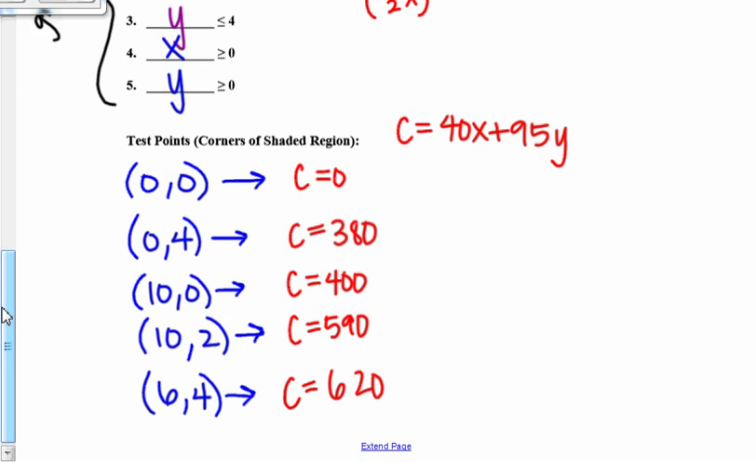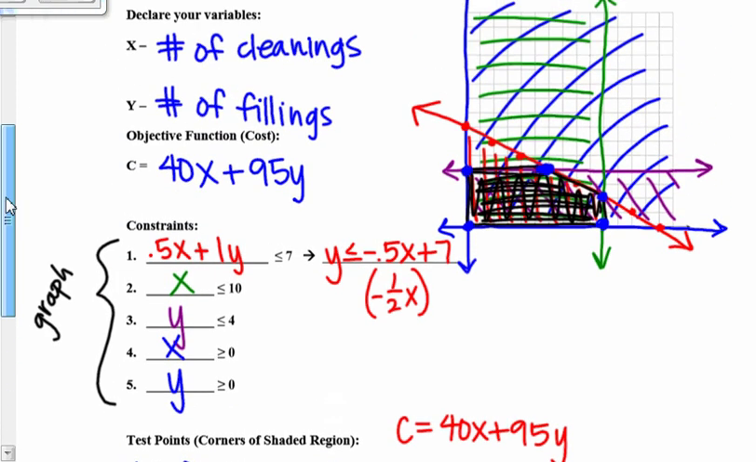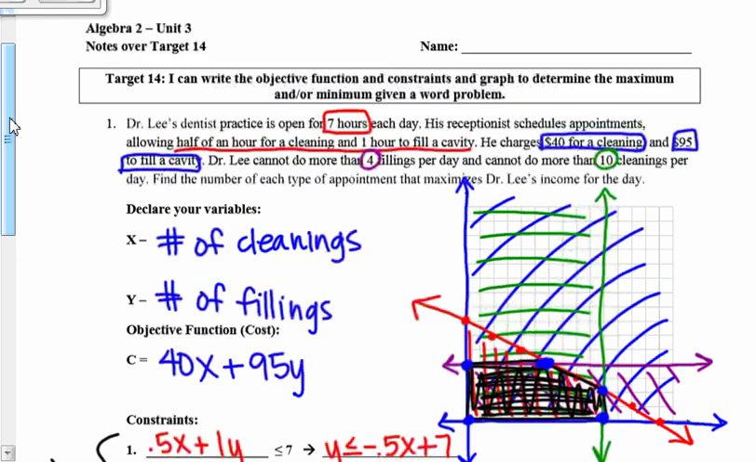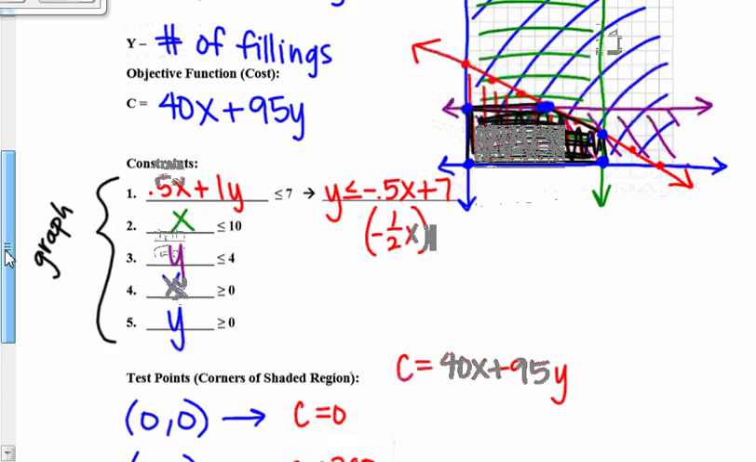All right, let's go back up to my word problem and see exactly what they were asking me. It says, the very last sentence, says, find the number of each type of appointment that maximizes Dr. Lee's income for the day. Maximizes is the key term there. Basically, what is the biggest number that I found?